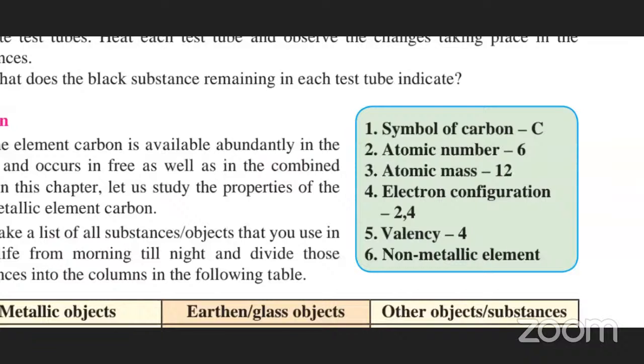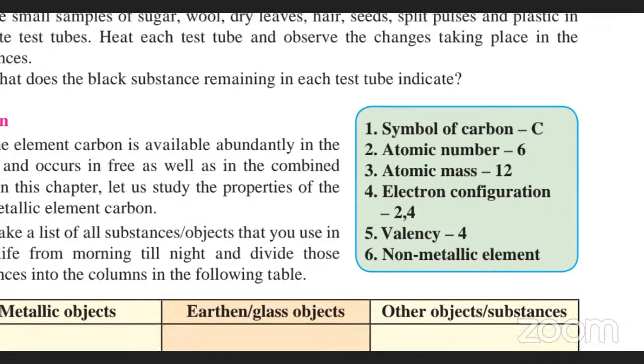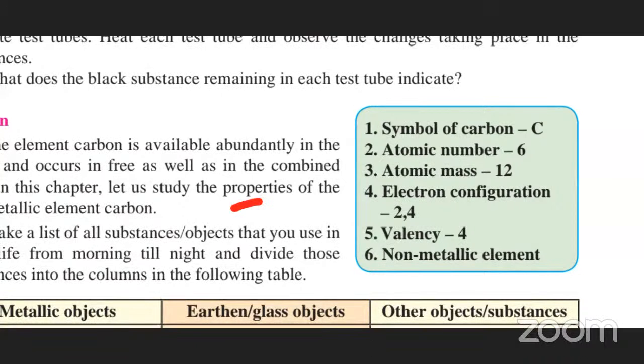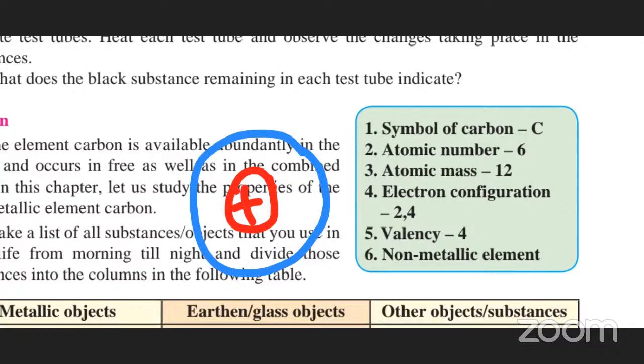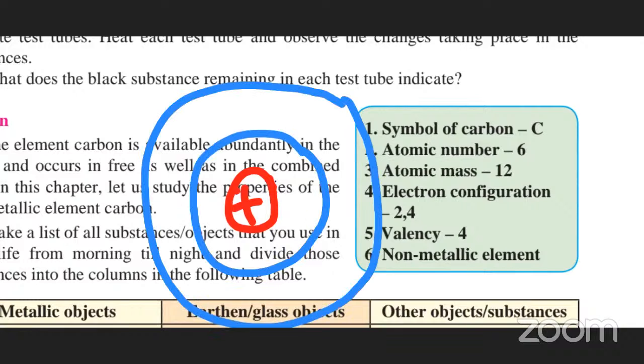Talking about electronic configuration, what is electronic configuration? It is the arrangement of electrons in an atom. Here you can see it is given as 2, 4. If you see the carbon atom, this is the nucleus, this is the first shell, and this is the second shell.